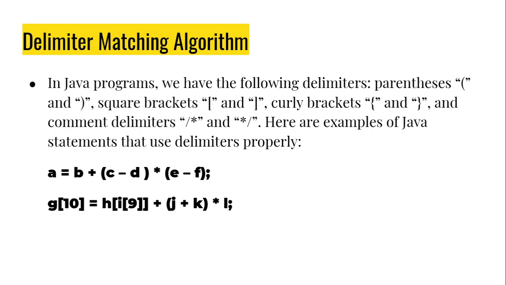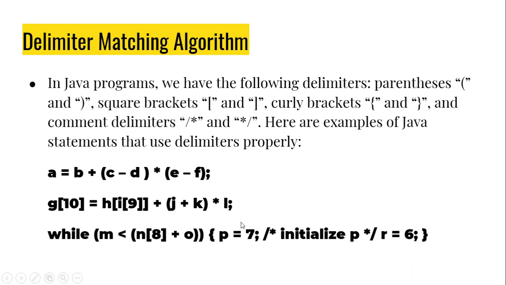In this statement, it uses square brackets. As you notice, there are multiple square brackets in each variable. I think this is an array. And then, as you notice, there are two open brackets. So the compiler must detect two close brackets in order to complete a specific identifier of the array or the statement. Then this is another example of a Java statement that uses delimiters.